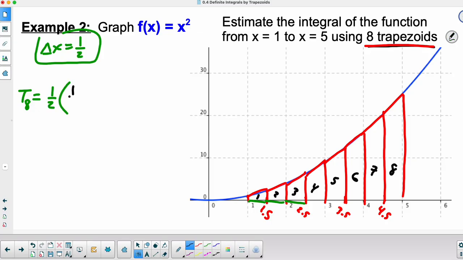I take half of the first base. Well, the first base is this little dude right here at 1. If I plug 1 into the x squared, again, we already said this, the height of the first base is 1. So I have that. Plus the next base. Well, what's the next base? The next base is actually going to be at 1.5. What's 1.5 squared?